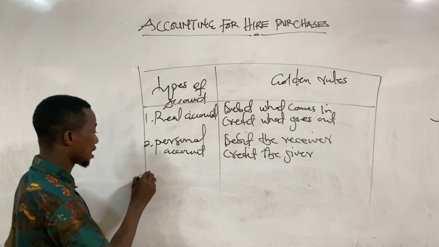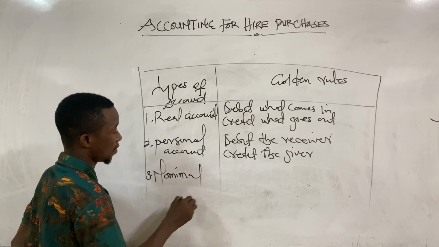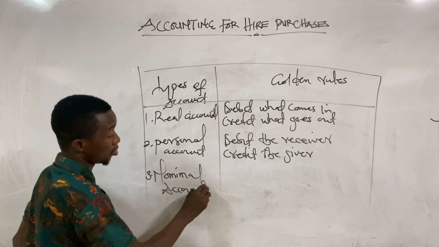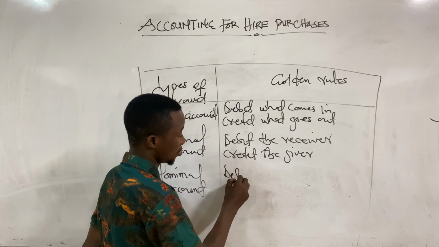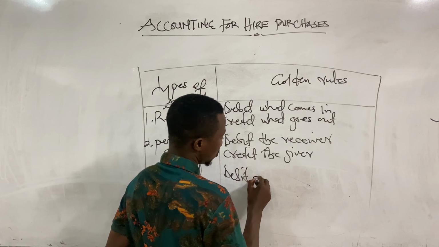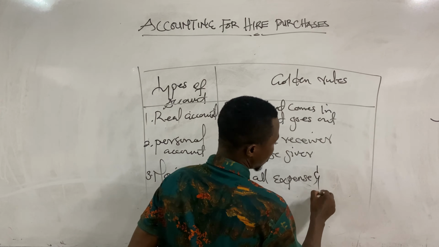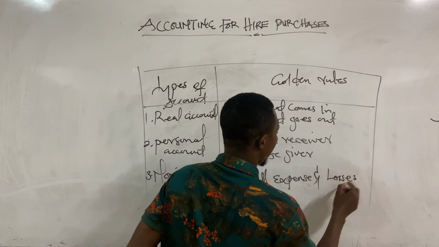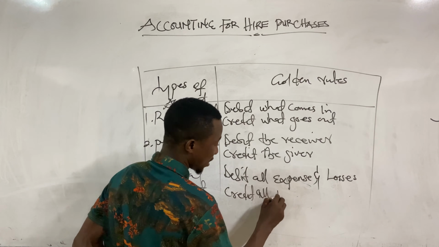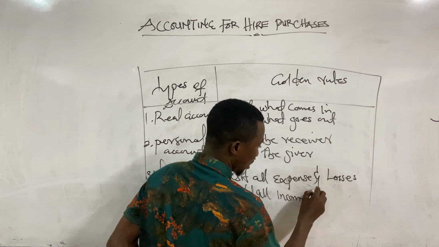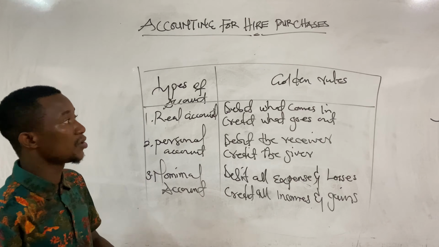Alright, so the third class of account I'd like to talk about is nominal account. Okay, so with nominal account, we debit all expenses and losses, then we credit all income and gains. So these are the golden rules of accounting.